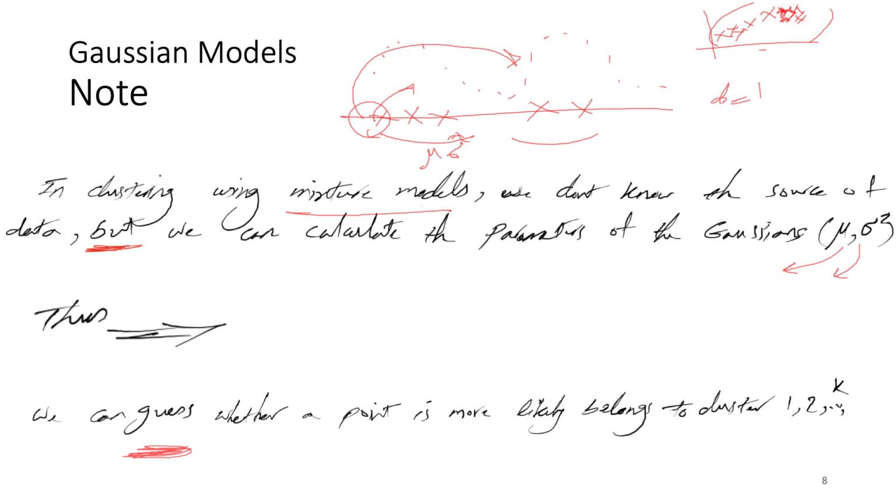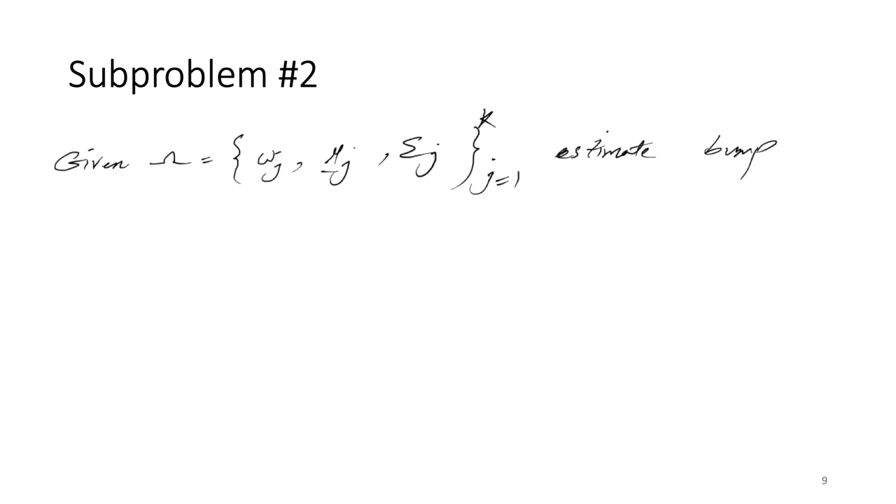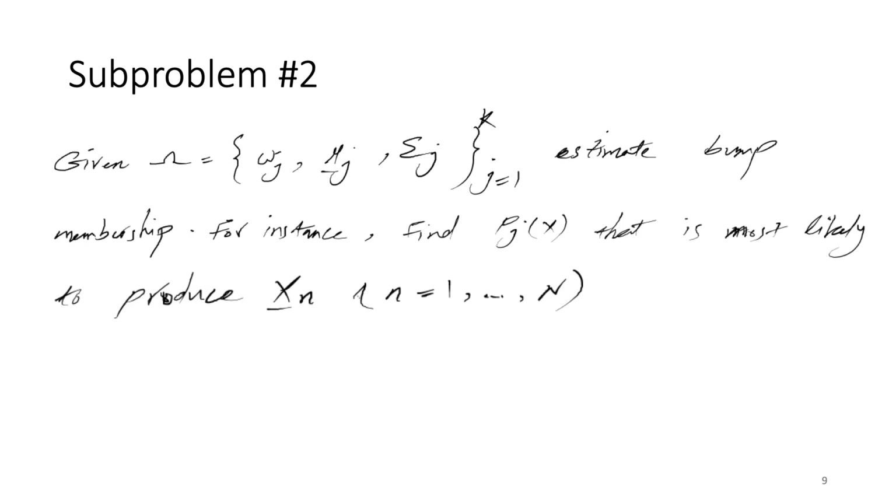So we defined subproblem number 1. Now let's talk about subproblem number 2 that we need to discuss before going to define EM. Given the parameters we have here for a mixture model, the W's, mu's, and sigmas, for j's from 1 up to K, we want to estimate bumps. So we want to estimate the bump membership. Each of those bump functions that I talked about, in 1D or in 3D, was sort of a shape like this, right?